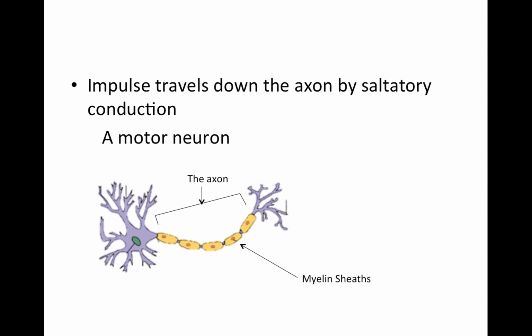When a motor neuron arrives at the muscle fibre, the impulse travels down the axon to the end of the motor neuron by saltatory conduction. An axon is surrounded by myelin sheaths, and saltatory conduction is when an impulse jumps over these sheaths, which makes it travel faster.